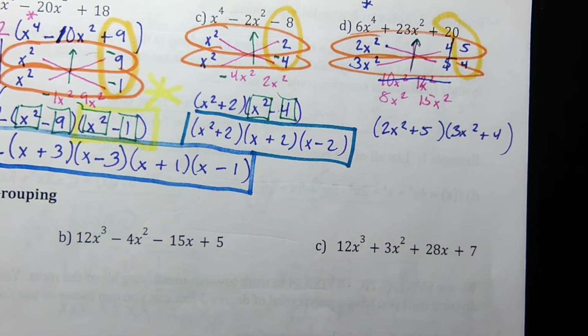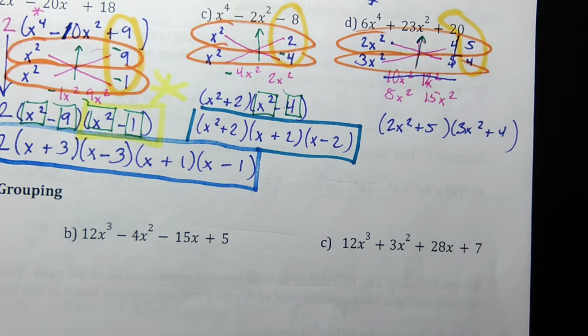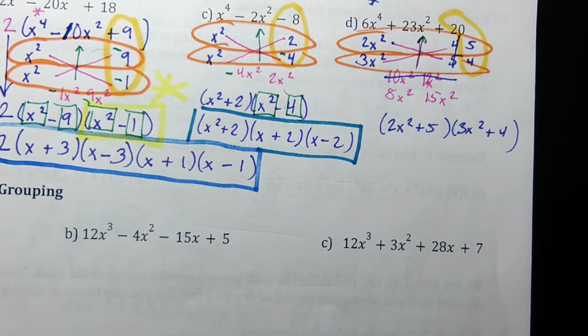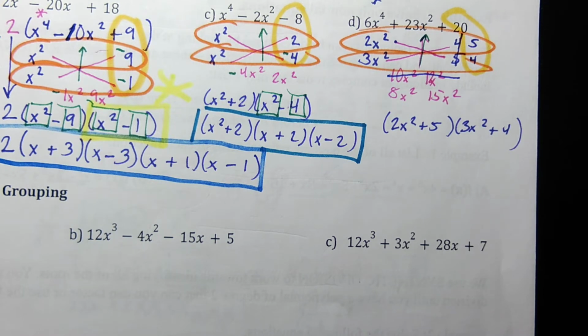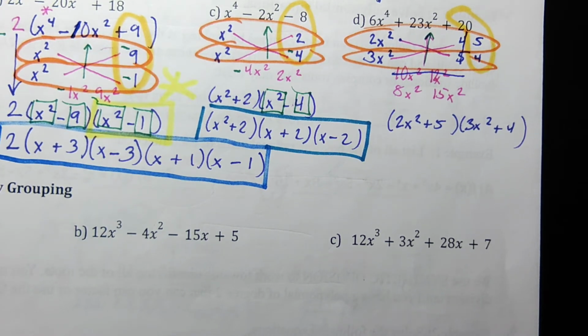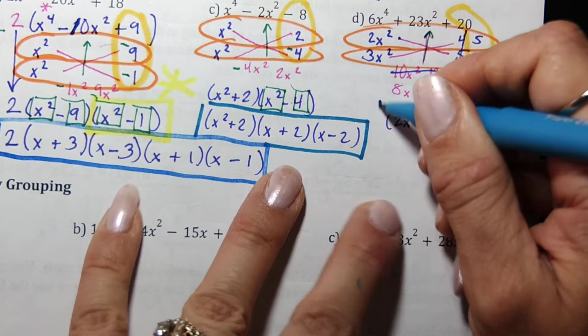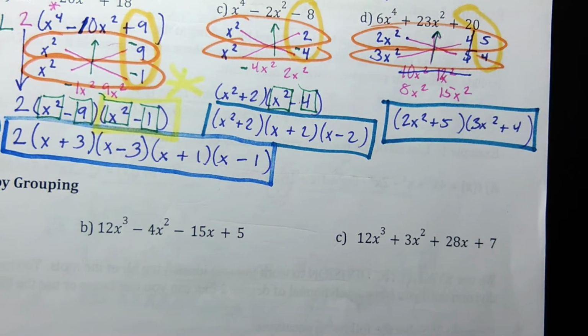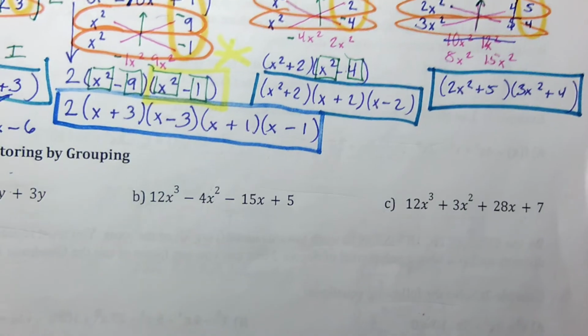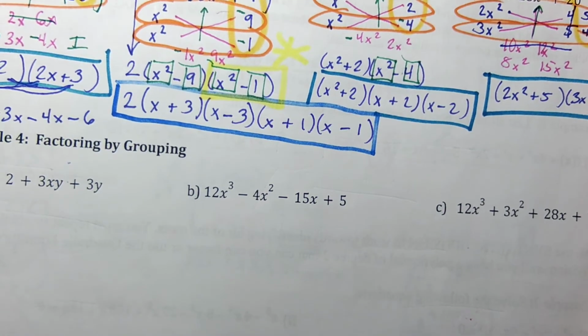Are either of these difference of squares? They're both addition. Are either of them cubes, sum, or difference? No. So if it has two terms and there's no GCF, and it is not one of those special cases, we're done. Throw a box around it. That is your final factored form. Any questions so far?